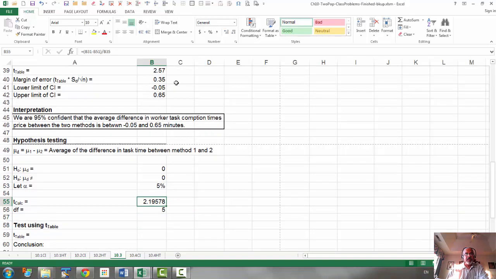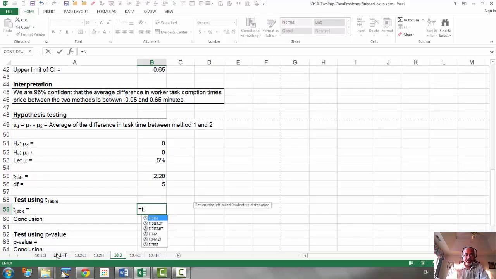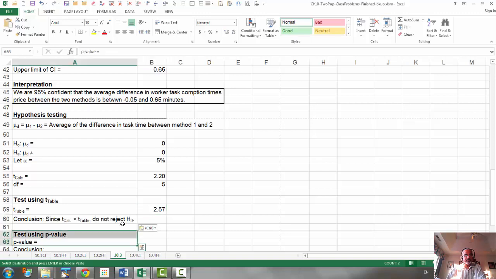Okay. Now we can do the testing either based on the table value or based on p-value. We'll do both. So t table value is t dot inv, and this is a two-tailed test, not equal to. So alpha and degrees of freedom will give us the t table value, and since our calculated t value is less than t table value, we cannot reject. We should say we do not reject the null.